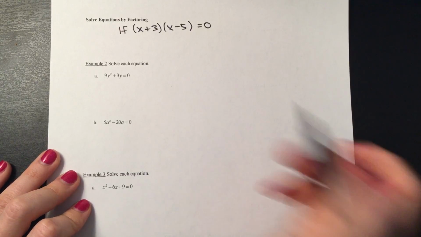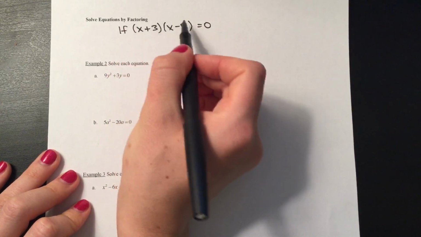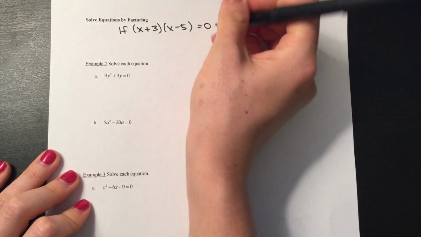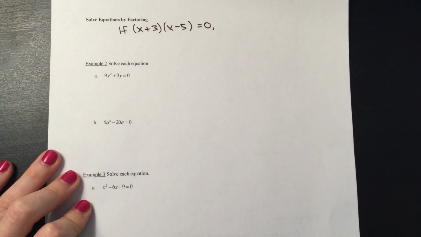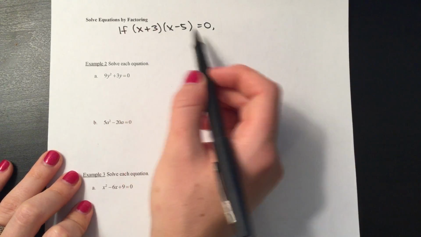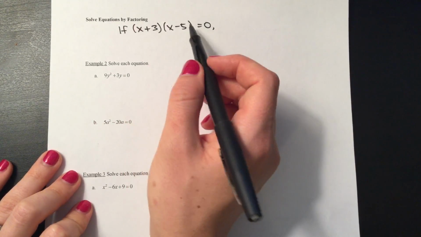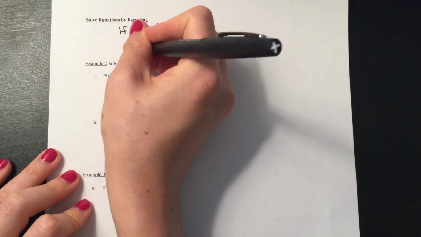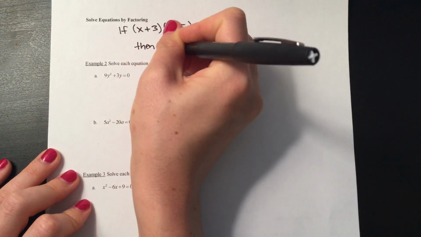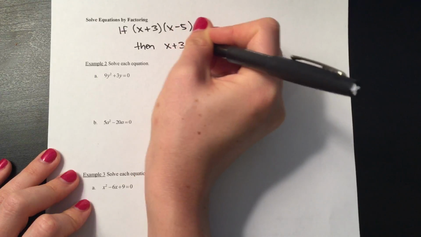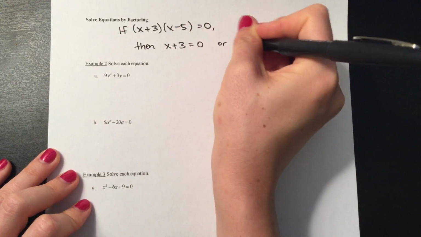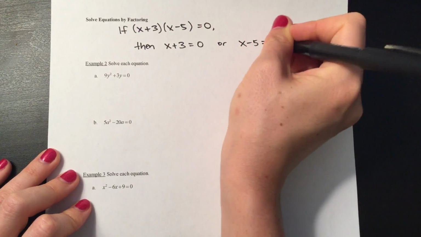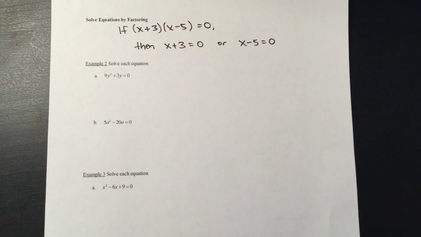So say you come up with this. If you know that this thing times this thing equals 0, well, we have this, it's called the zero factor property. It tells us that the only way for two things to multiply together and equal 0 is if one or both are equal to 0. So that means x plus 3 must be equal to 0, or x minus 5 must be equal to 0. And then you solve, you get x by itself. Those are your answers. So that's what it means to solve an equation by factoring.